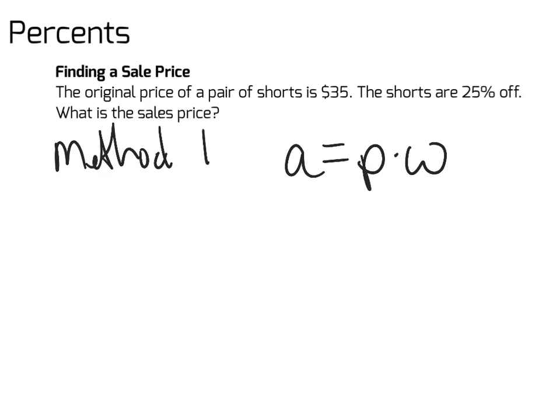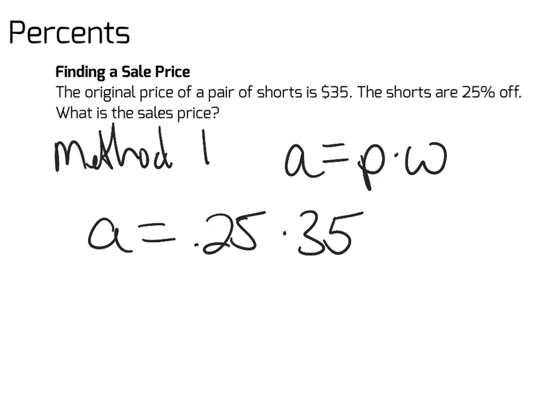We're going to use A equals P times W. So I know that my percent is 0.25 or 25% off. Remember, I have to change it to a decimal. And the whole price is $35. So I'm just going to take 35 times 0.25, and I'm going to get the part is $8.75. Now, that's not the actual price. Remember my question is asking what is the sales price? This is the amount of discount.